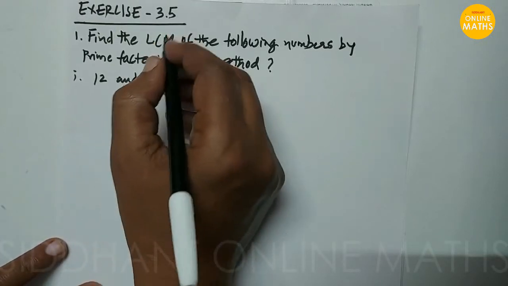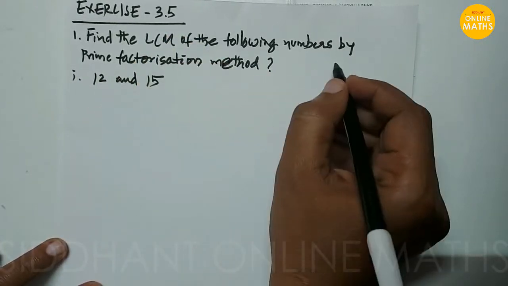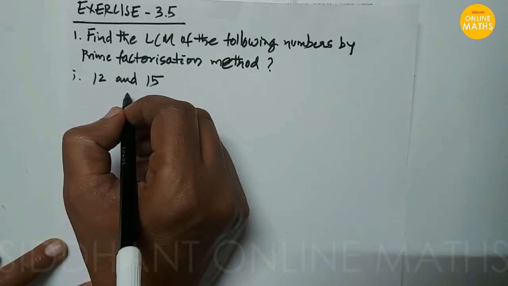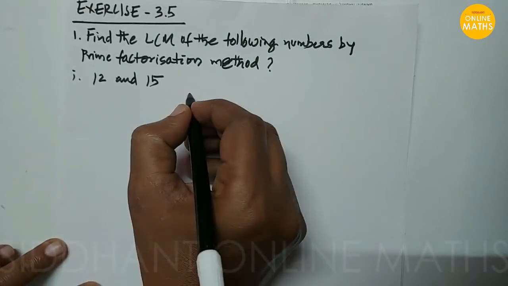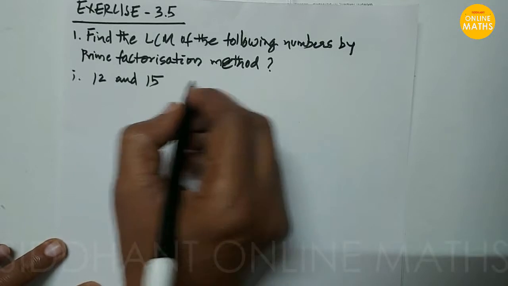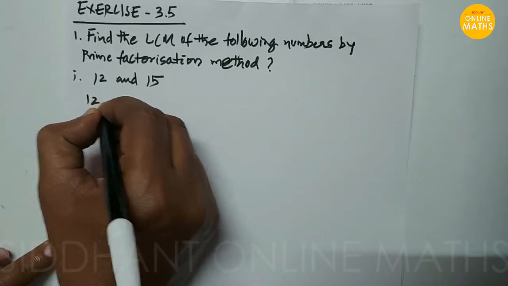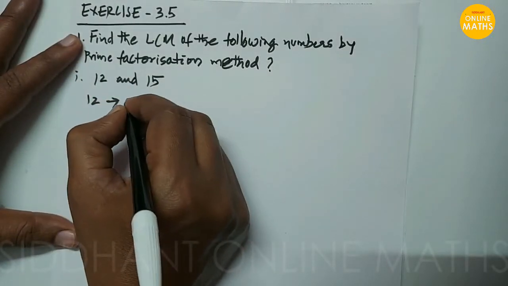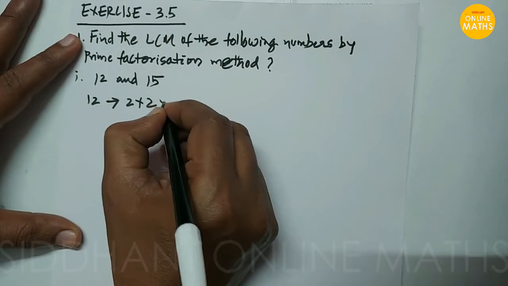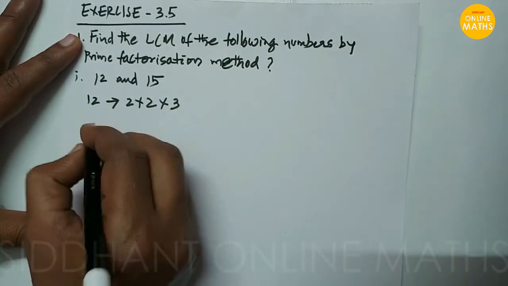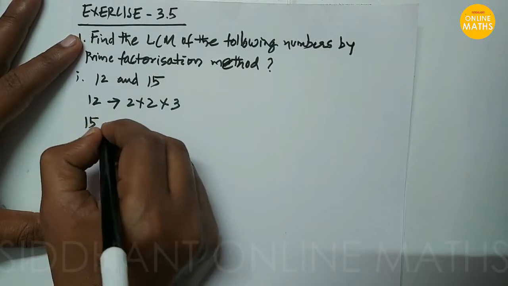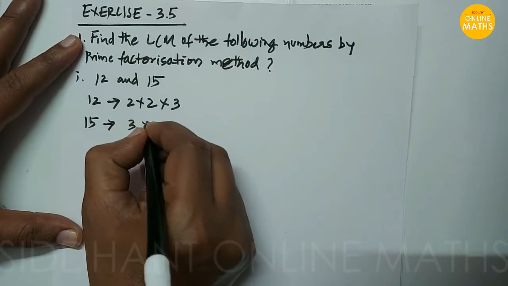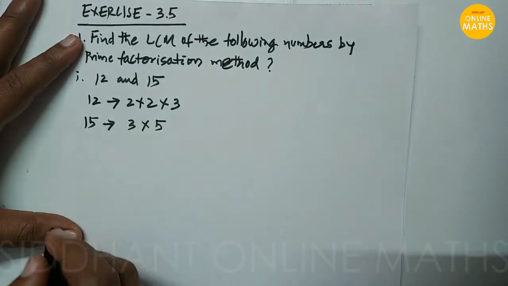Exercise 3.5. First question. Find the LCM of the following numbers by prime factorization method. First question, 12 and 15. So here we are going to find the LCM by prime factorization method. For 12 we are going to see the factors. The prime factorization for 12 is 2 into 2 into 3, and for 15 the prime factorization is 3 into 5.